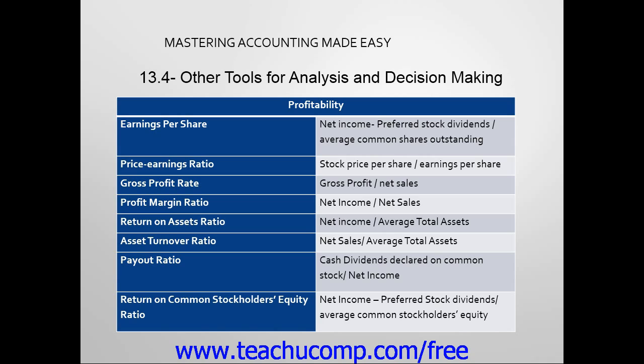Profitability is another important aspect to analyze in a company. An overall measure of profitability is the return on assets ratio. This is computed by dividing the net income by average assets. The return on assets ratio indicates the amount of net income generated by each dollar of assets. Therefore, the higher the return on assets, the more profitable the company.